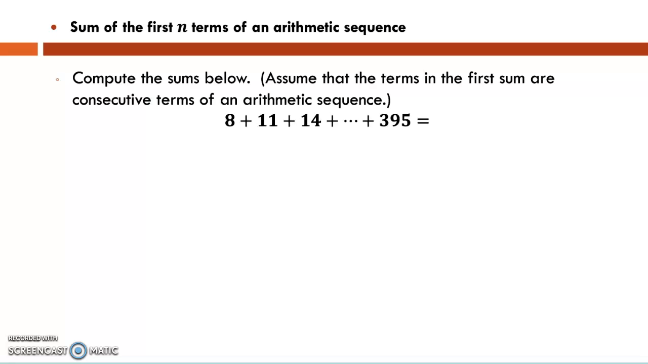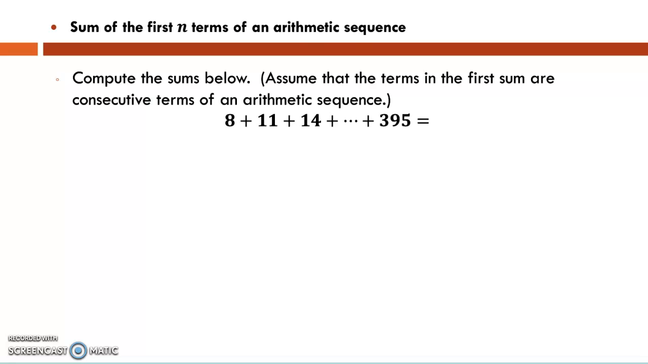Hey everybody, in this video we're going to talk about part of the topic, sum of the first n terms of an arithmetic sequence. I will discuss the summation notation portion of this topic in another video, part 2, so be on the lookout for that.